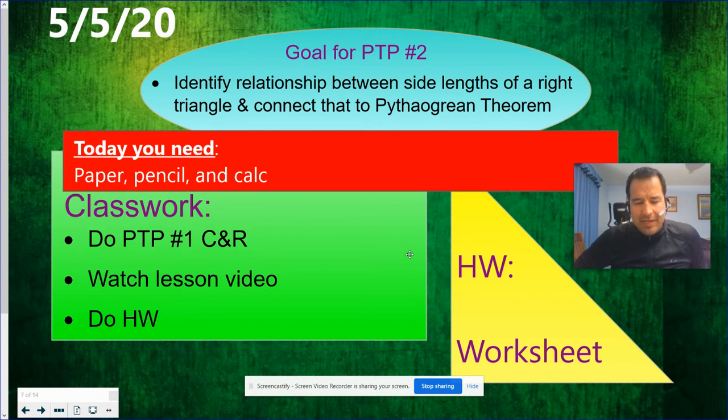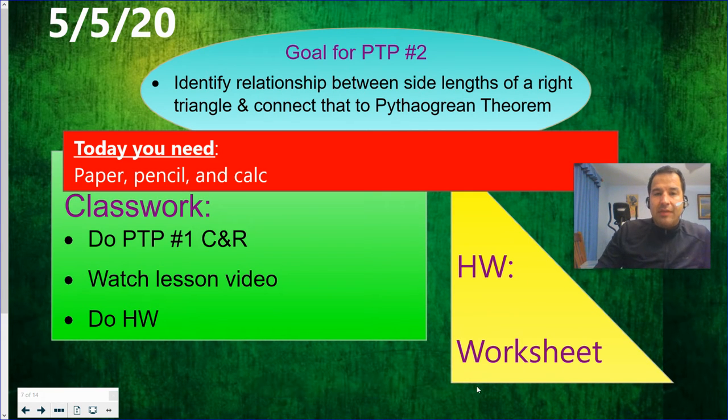We'll see. For today, we're going to be doing the second part of Pythagorean theorem practice. I'm labeling it PTP, Pythagorean theorem practice. It's just a lot shorter than writing it out. So anyway, if you see that, you should have done your PTP number 1, check and reflect already. Now you're watching the video, and we'll do the homework.